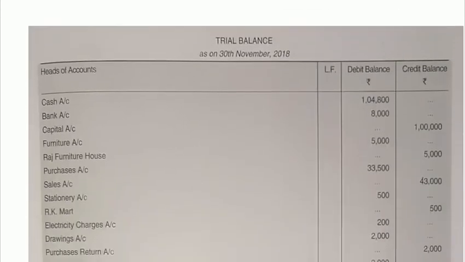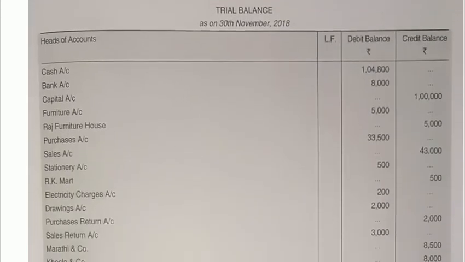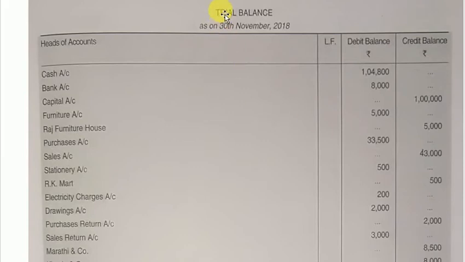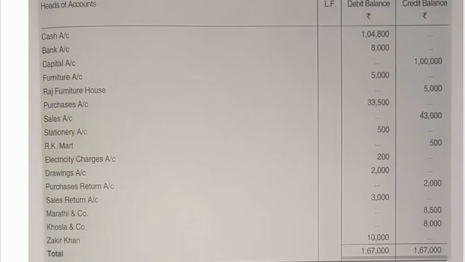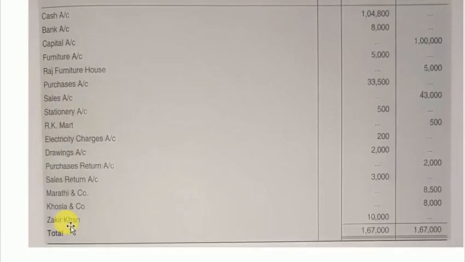Now I'm going to show you a question which has already been solved, to see how it looks in a trial balance. So children, you can see this. This is a trial balance of a business firm prepared on 30th November 2018. So this is the right way of writing the heading. Then from the left column, these are all ledger account balances starting from cash account to bank account to capital account, furniture account, and this way it ends with the last one, which, according to this question, is Zakir Khan's ledger account. So these are all ledger accounts.